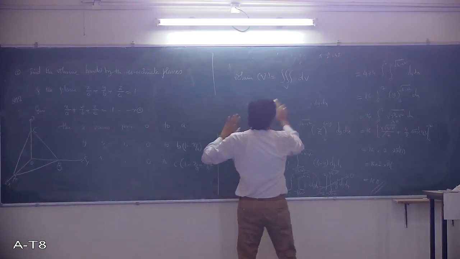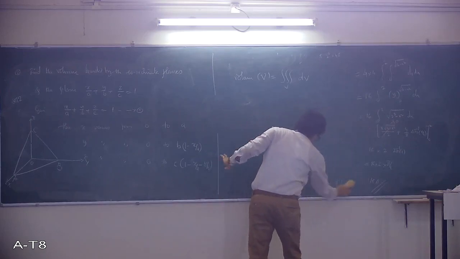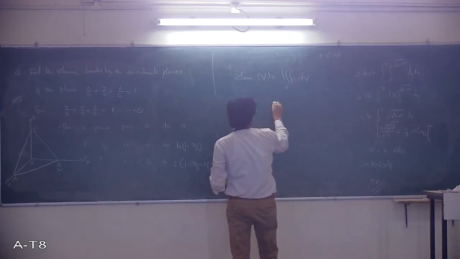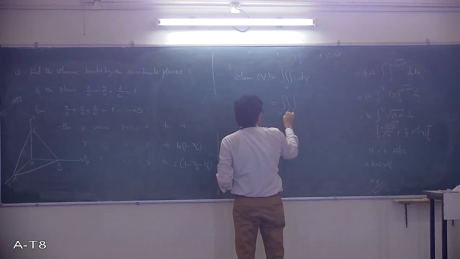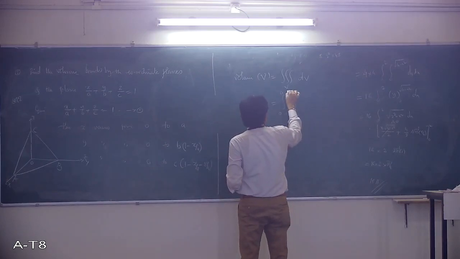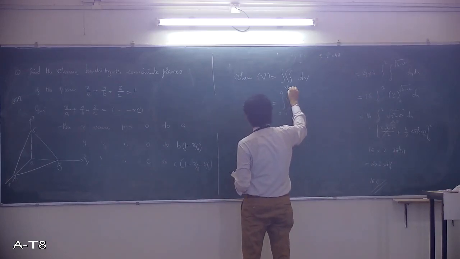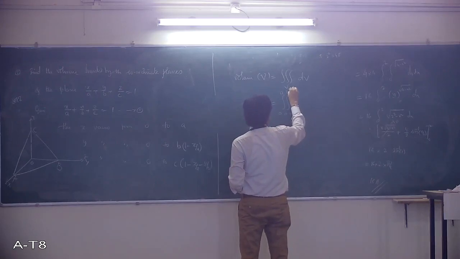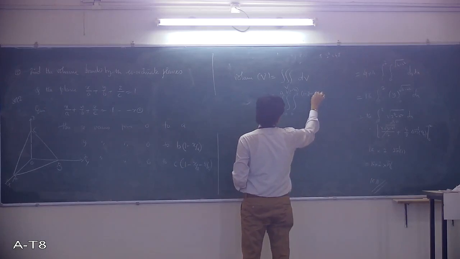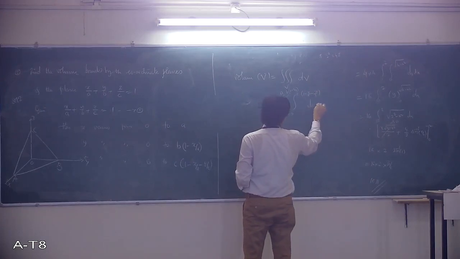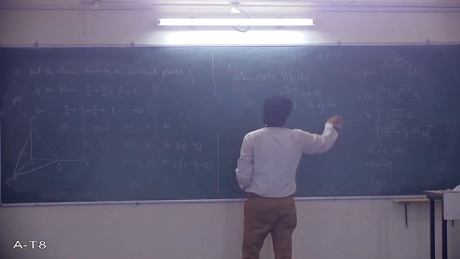So now the formula remains as it is, and you have to integrate it properly. This comes as the triple integral from 0 to a, 0 to b in bracket 1 minus x divided by a, 0 to c in bracket 1 minus x divided by a minus y divided by b, dz dy dx.